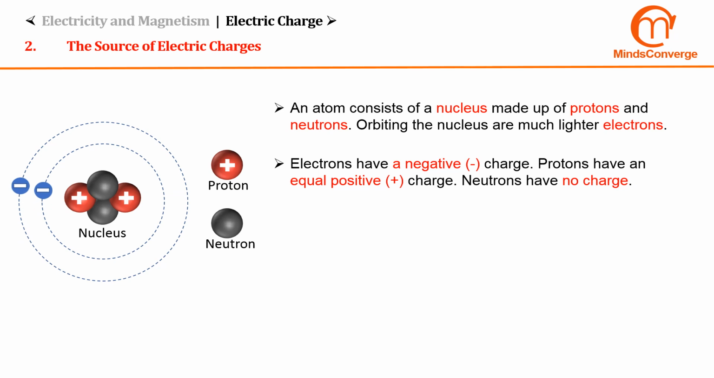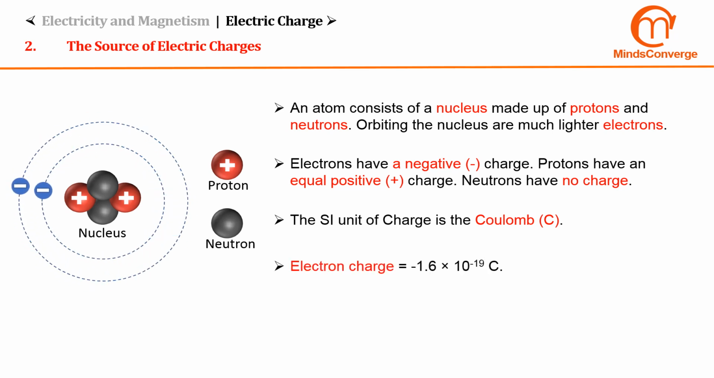The SI unit of charge is the Coulomb. An electron carries a negative charge of 1.6 times 10 to the power of minus 19 Coulomb. A proton has the same size of charge as an electron, but positive. So a proton carries a positive charge of 1.6 times 10 to the power of minus 19 Coulomb.